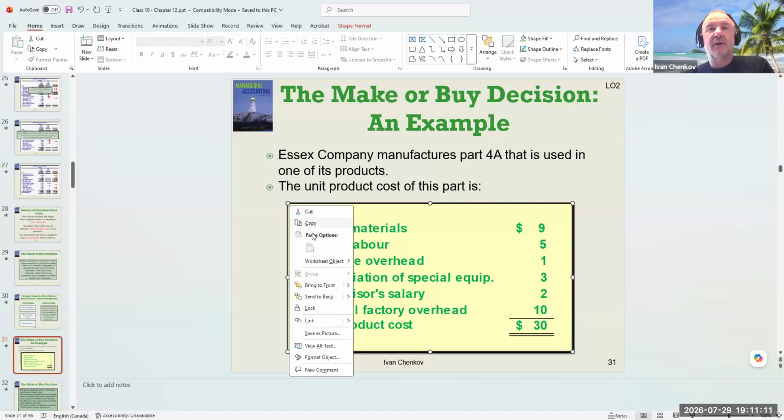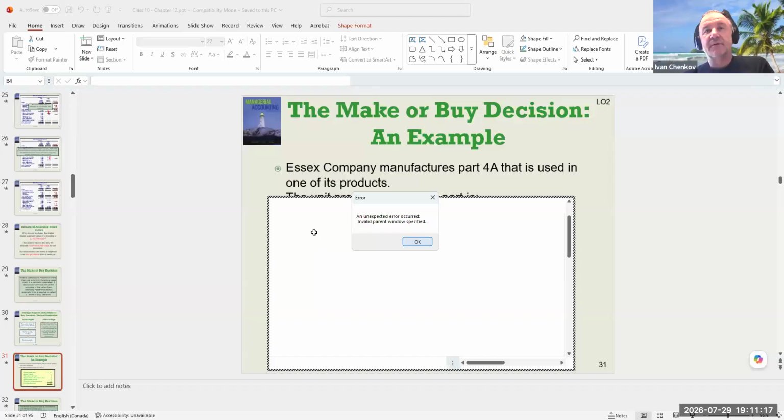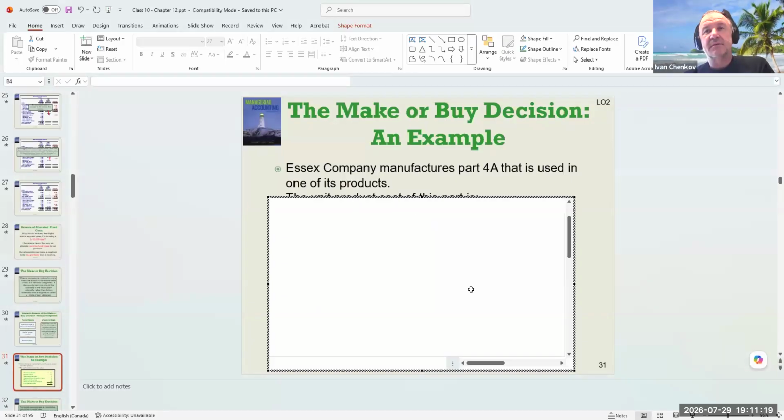Part 4A. Let me copy this information and again move it to the Excel spreadsheet. See if it's going to give it to me or not. It somehow disappeared this time. And unfortunately, it's locked, the Excel spreadsheet disappeared completely. Let me see if I can somehow unlock it.